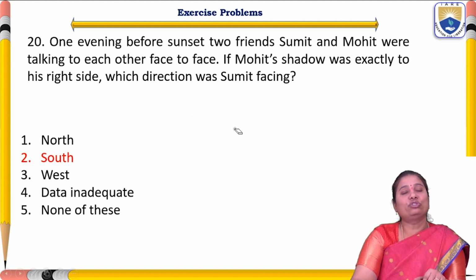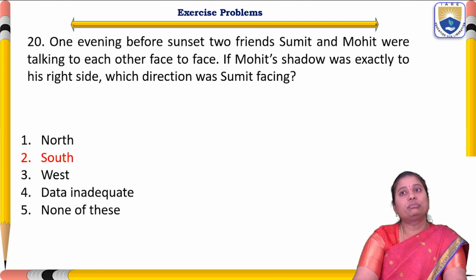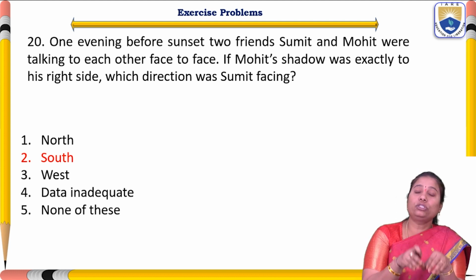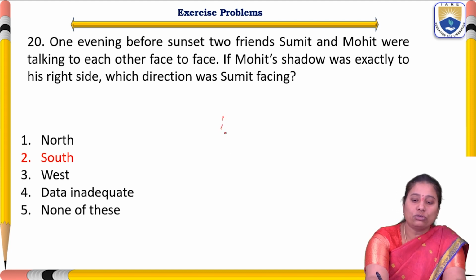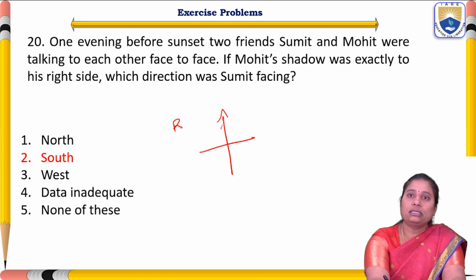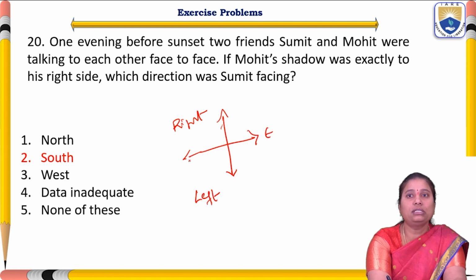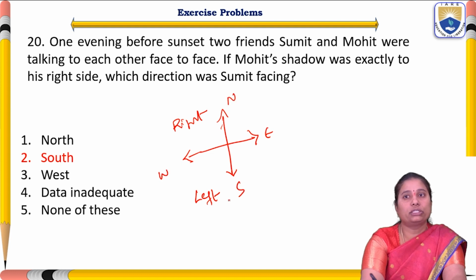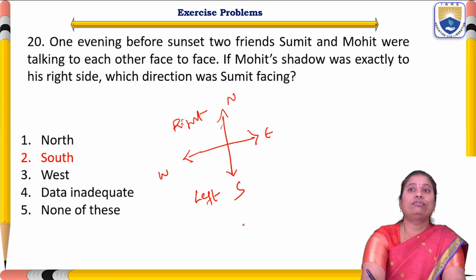Sorry, I'm telling the 20th question again. The 20th question is again similar to the previous problem. One evening before sunset, two friends Sumit and Mohit were talking to each other face to face. If Mohit's shadow was exactly to the right side of Sumit. So now in the evening, above is the north side, which is the right, and below is the left, the south side. This is the east direction, this is the west direction, and this is north and south. Mohit's shadow was exactly to the right side of that.